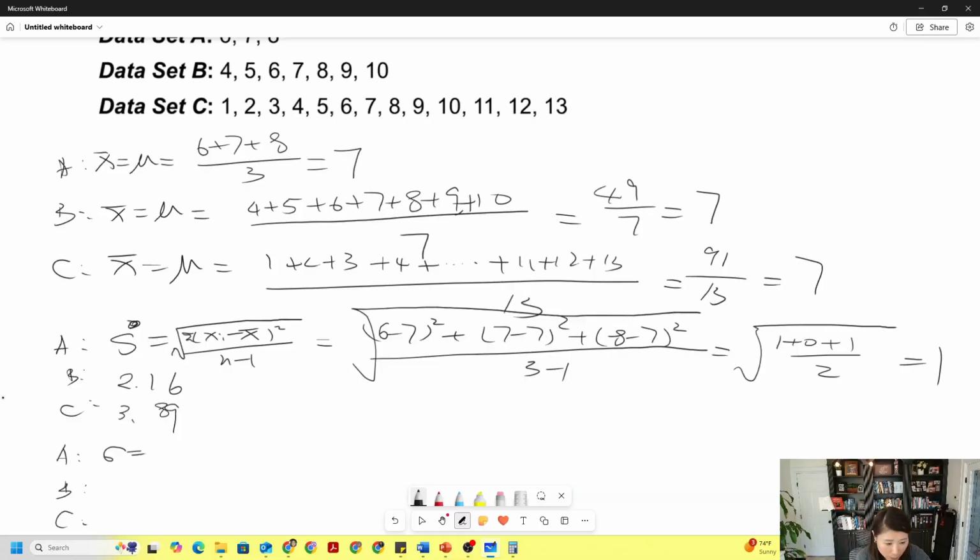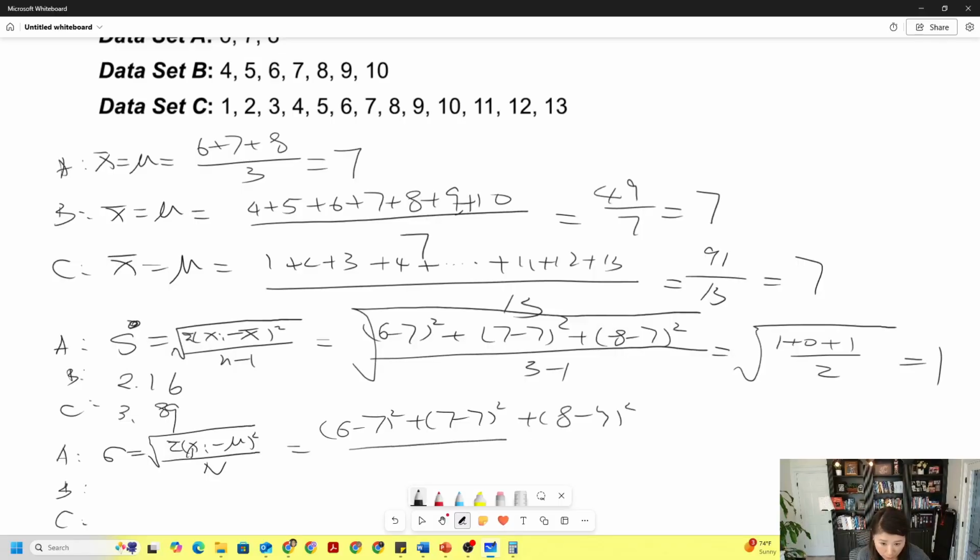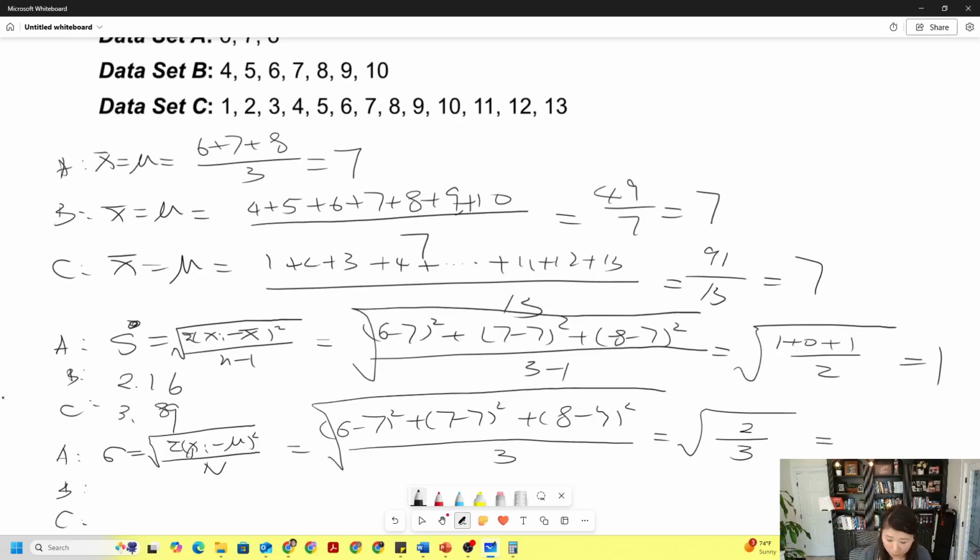If we're calculating as the population, the formula has a slight change. Instead of dividing by n minus 1, we use (x_i minus mu) squared, and divide by the sample size itself. So in that situation, A becomes (6 minus 7) squared plus (7 minus 7) squared plus (8 minus 7) squared. Instead of dividing by 3 minus 1, we divide by 3. So the numerator is 2 divided by 3 instead of 2 divided by 2, and that gives us the square root of 2 divided by 3, approximately 1.73.